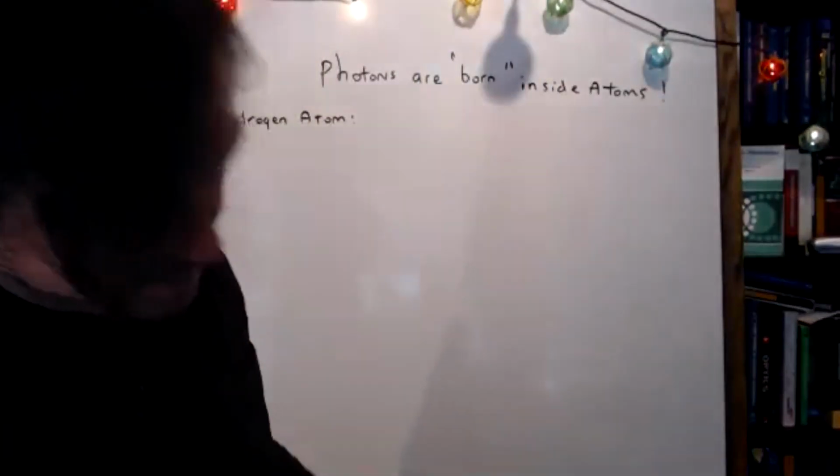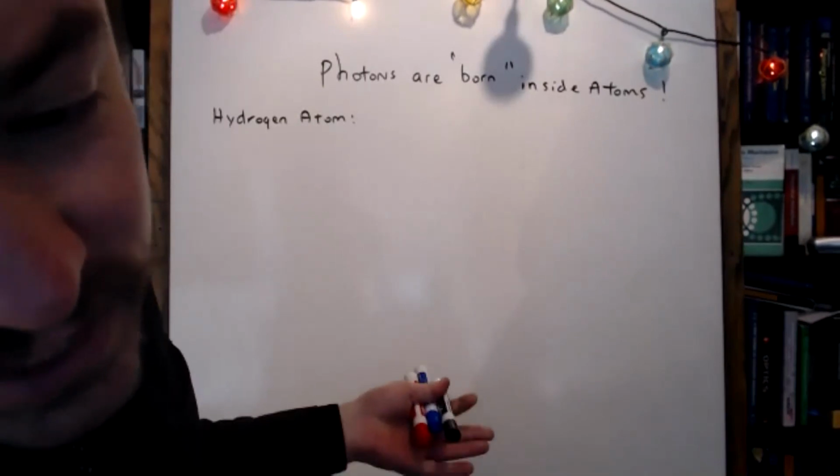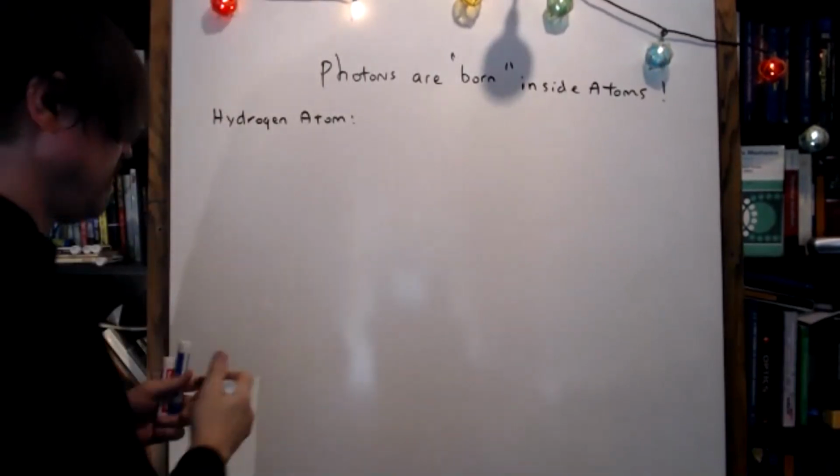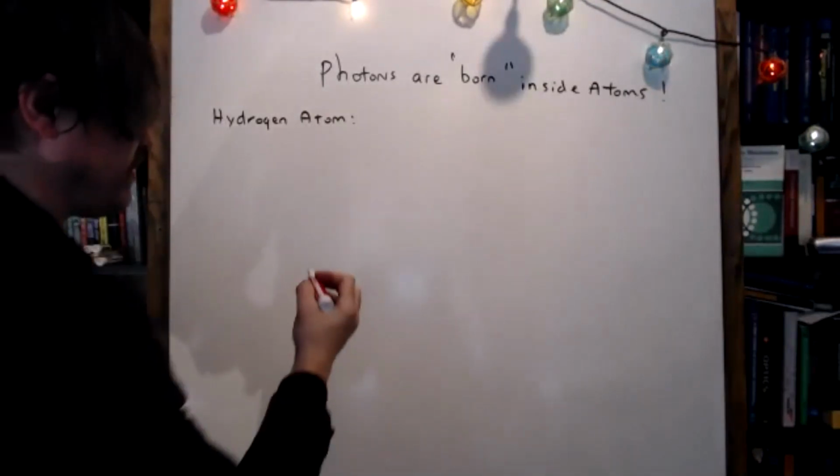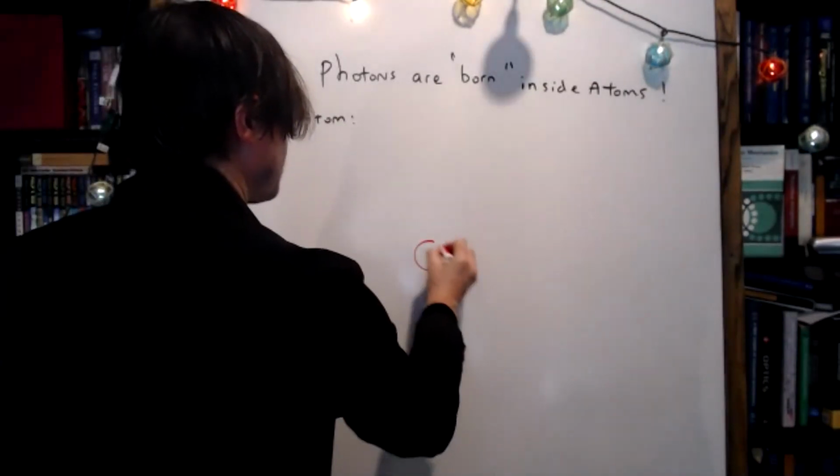Wyatt, that's deuterium. How about a protium atom? Deuterium is hydrogen, so he wasn't wrong. A simpler hydrogen atom is one proton, one electron. Very good, Brian. So let's draw that here.